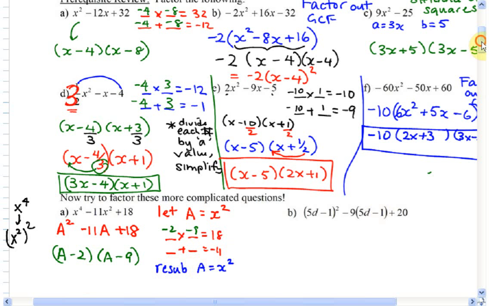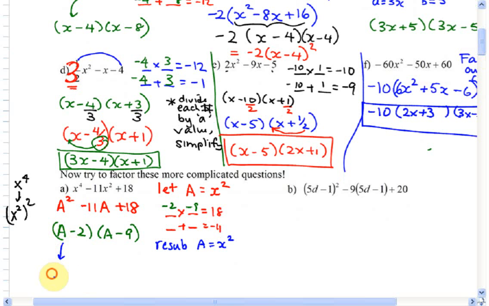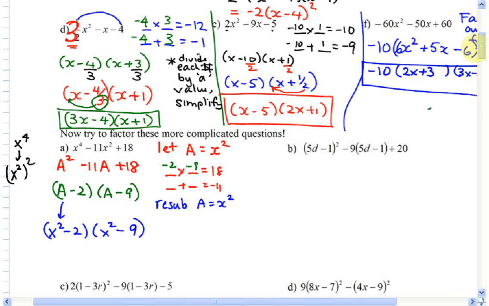So instead of having a, I'm going to replace this with x squared. So this becomes x squared minus 2, and this becomes x squared minus 9. And now, you are not done yet. Square thing? Difference of squares. Yeah, can you see how not the first one, but the second one here is a difference of squares?